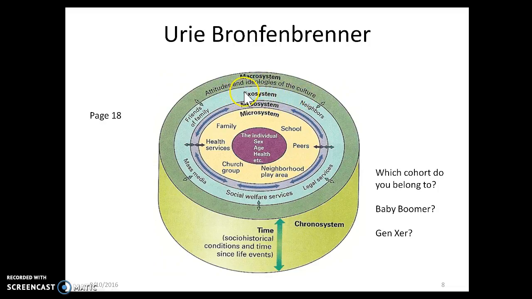Exosystem means outside. So things that may not have a daily impact on the child, but they still impact our development. So friends of the family, mass media, screen time. We're going to talk a lot about screen time and how it impacts a child. Do you have access to services, community services? And then lastly is macrosystem.